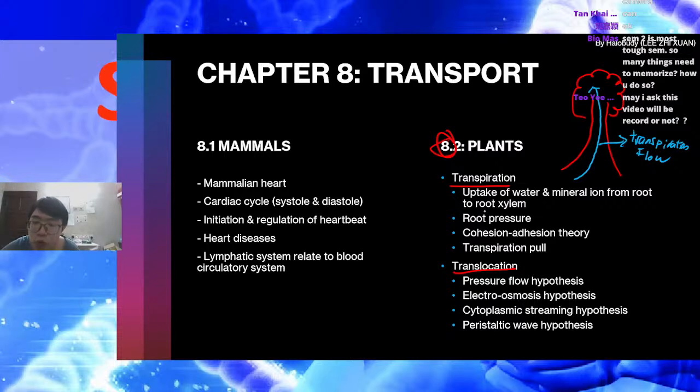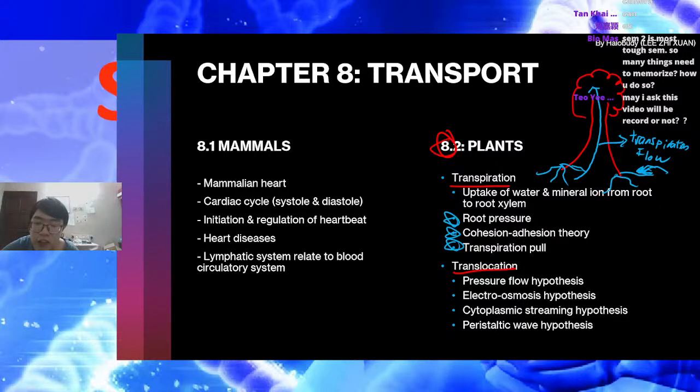The first one is from the root: uptake of water and mineral ion from the soil into the root xylem. We know that our tree has many roots, but how does water get transported into it? How does water enter the root? What is the technique, what is the way? There is one way, and this is what you have to learn. Even for animals, if you don't know, you study and you will know.